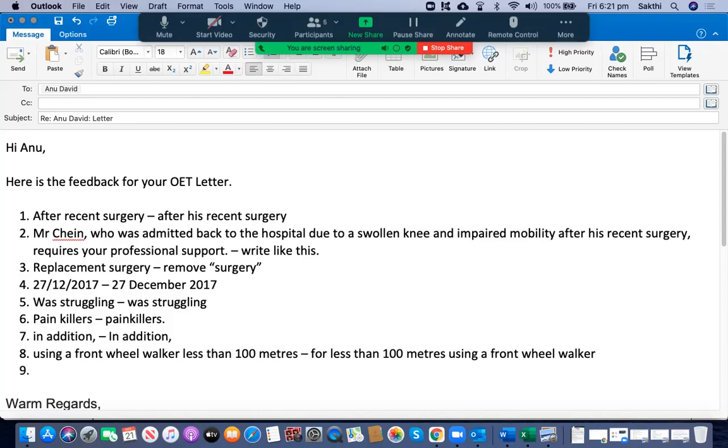All right. So whenever there is a process, just mention the process first and then tell the equipment with which they did that action.